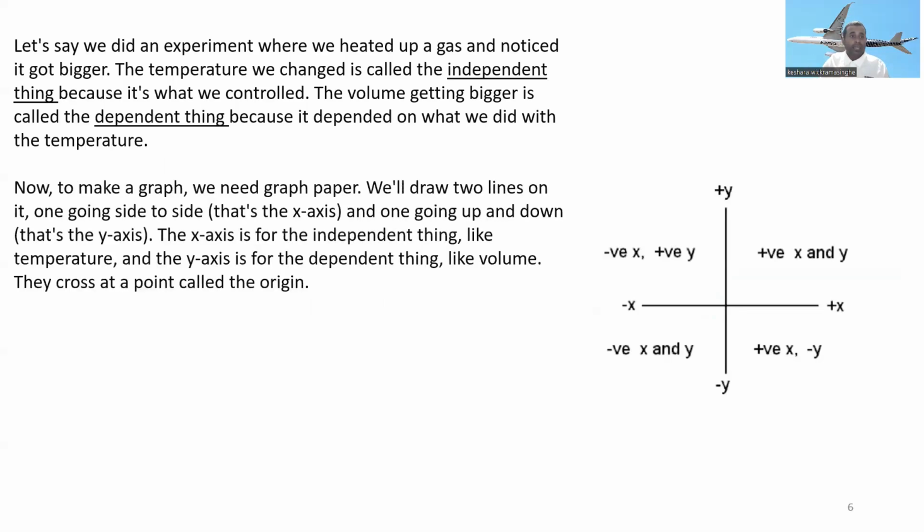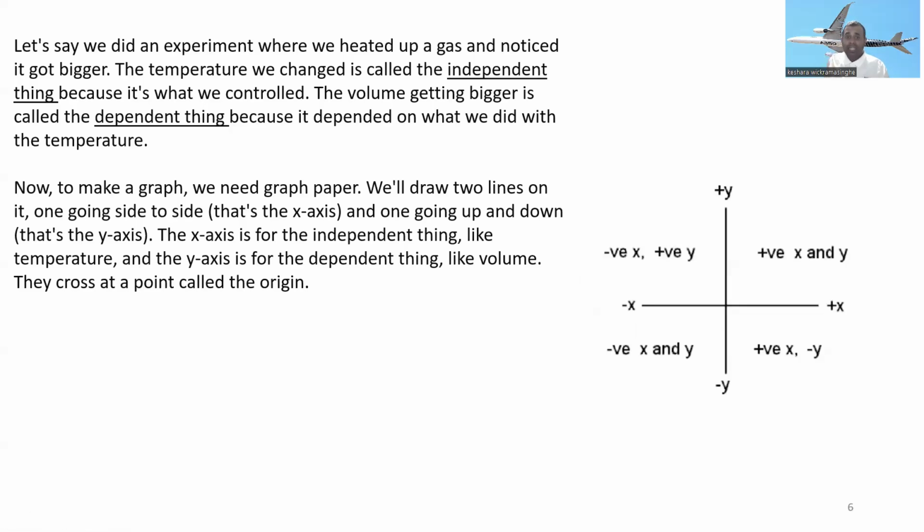So now, to make a graph, we need graph paper. We'll draw two lines. As you see here, there are the y-axis and x-axis, two lines on it. One is going side to side, that's the x-axis, and one is going up and down, that is called the y-axis.